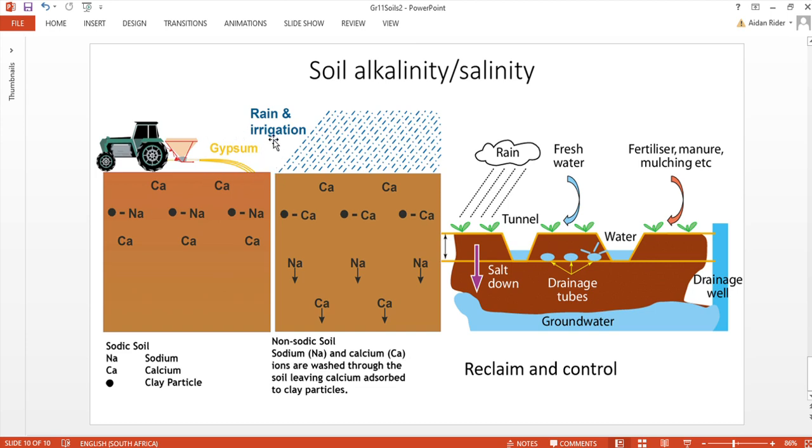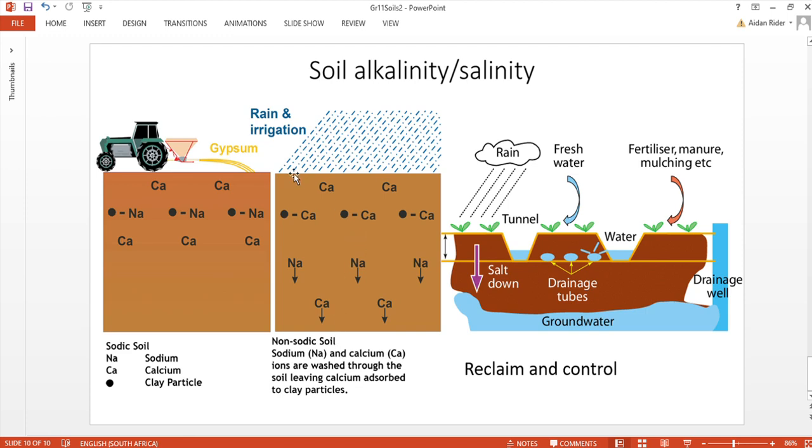Now, gypsum is calcium sulfate. An important thing to remember is that gypsum has calcium in it. And as soon as calcium is added to the soil, it is exchanged for the sodium. So the calcium gets absorbed by the clay particle. This dot is a clay particle. The calcium takes its place. The sodium is now free in the soil. And as soon as irrigation is done or heavy rains come, then all these sodium ions, or cations, will be washed away into the deeper parts of the soil or out into the river systems and so on.